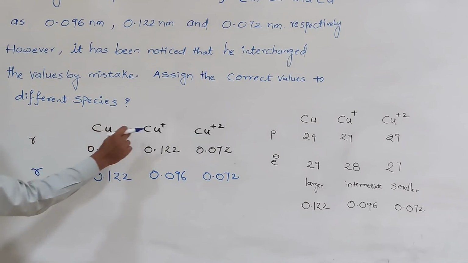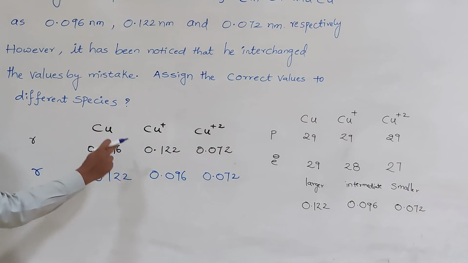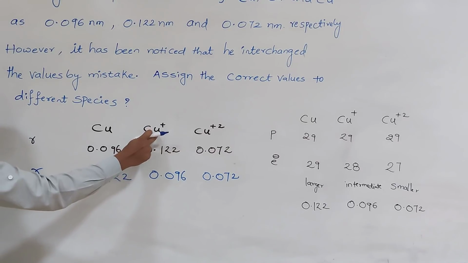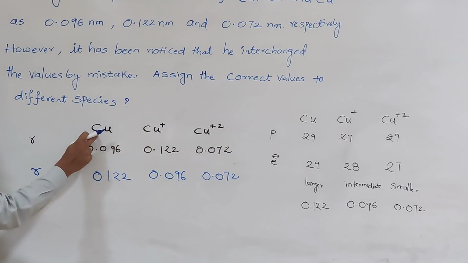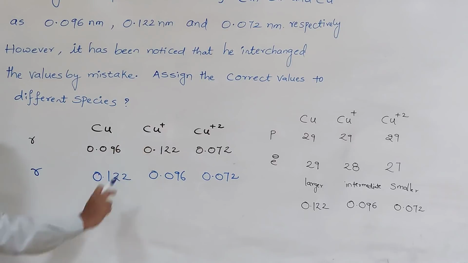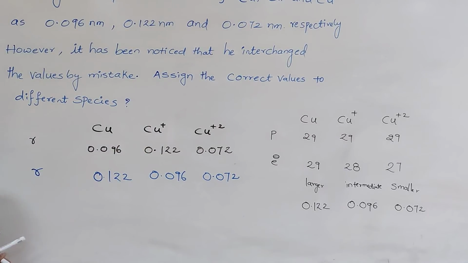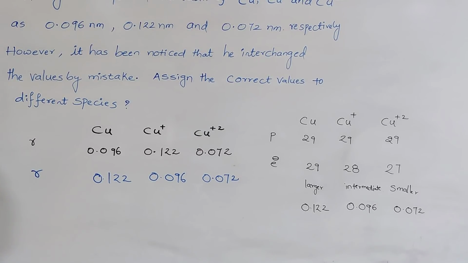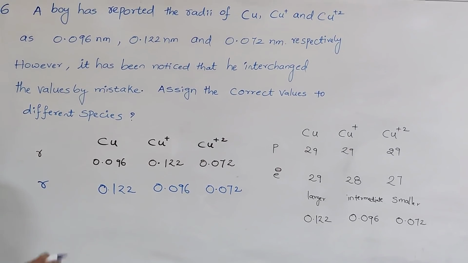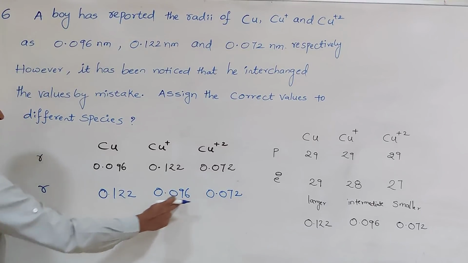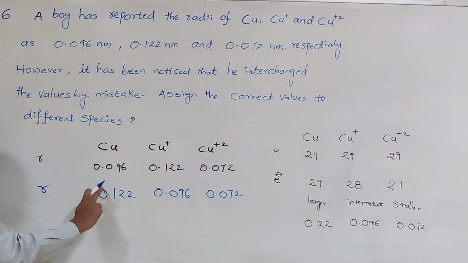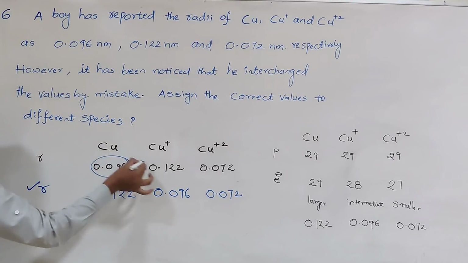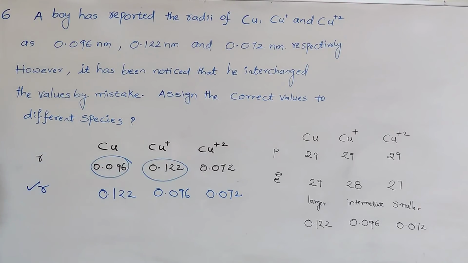In the case of copper and copper plus, the radii of copper is assigned to copper plus, and the radii of copper plus is assigned to the radii of copper. That is the mistake he made while reporting the radii of copper plus 1 and copper plus 2 ions. So this is the correct report of the radii of copper plus and copper plus 2. In these two cases you can make the mistake.